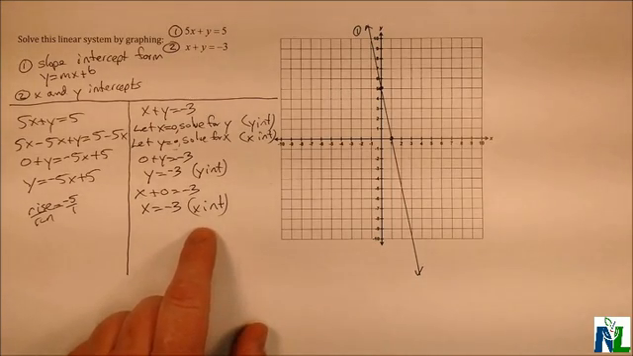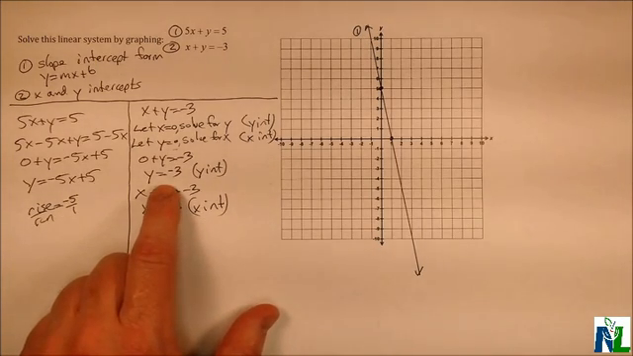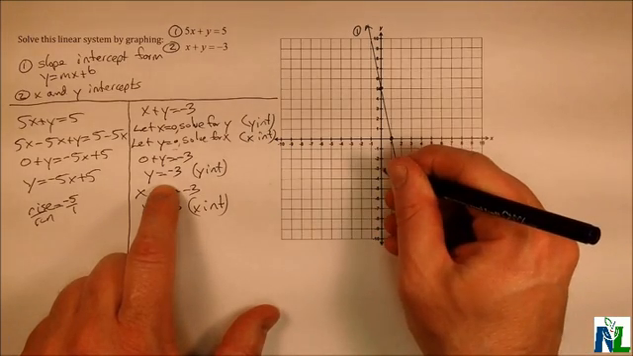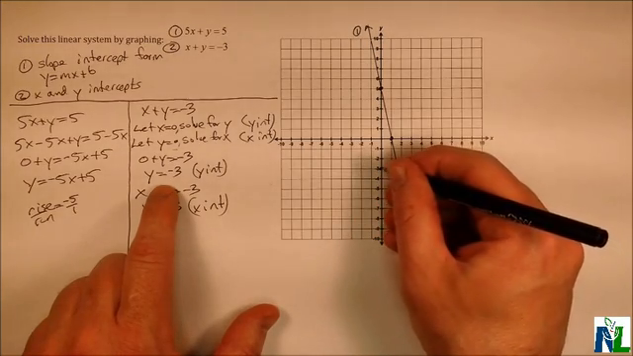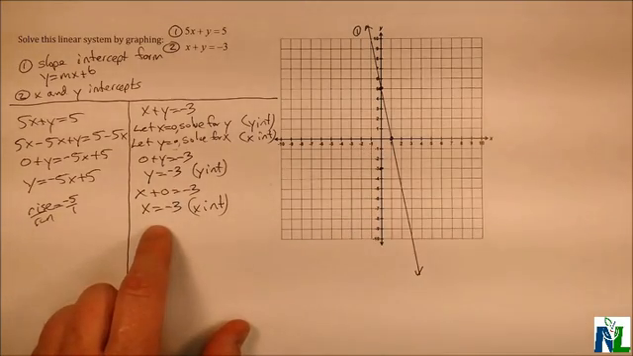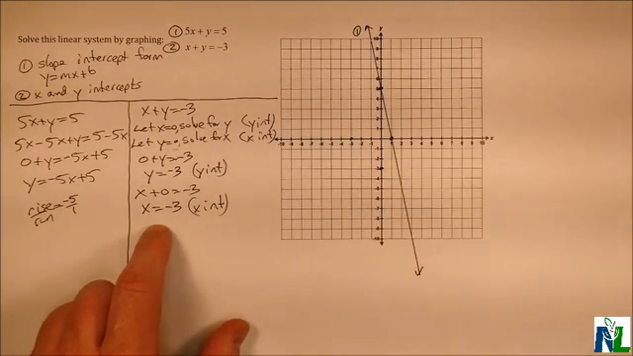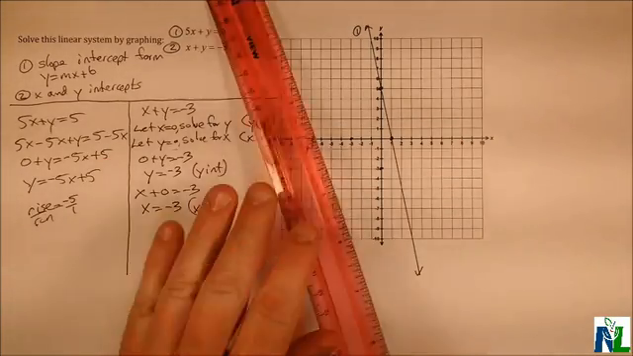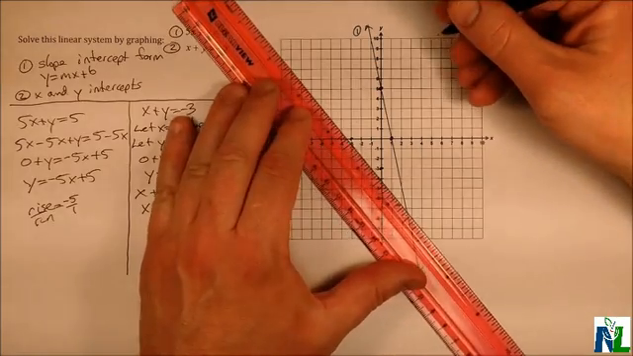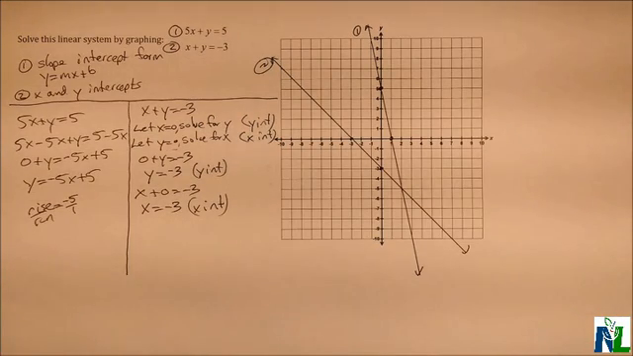Now let's plot the x and y intercepts for the graph associated with equation 2. So the y-intercept is y equals negative 3. So this is where the graph of the second equation is going to cross the y-axis. I'm going to plot x equals negative 3. This is where the graph for equation number 2 is going to cross the x-axis. So now that I've got those 2 points, let's draw a line through them. So there's the graph for equation number 2.